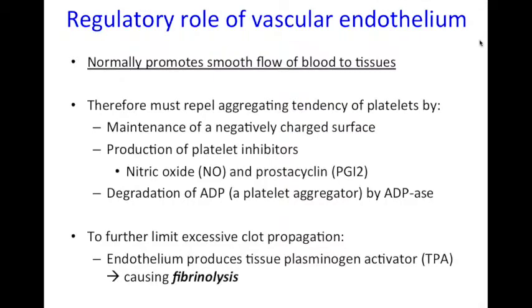What about the interior of the vessels, the endothelium? Under normal circumstances, it promotes smooth flow of blood so that oxygen can be delivered uninterrupted to the tissues. Therefore, it must repel the aggregating tendency of the platelets by maintaining a negatively charged surface, producing platelet inhibitors, including nitric oxide and prostacyclin, and degrading ADP, which is a potent aggregator of platelets, by an ADP inhibitor. To further limit excess clot propagation, the endothelium produces tissue plasminogen activator, TPA, and this causes fibrinolysis.